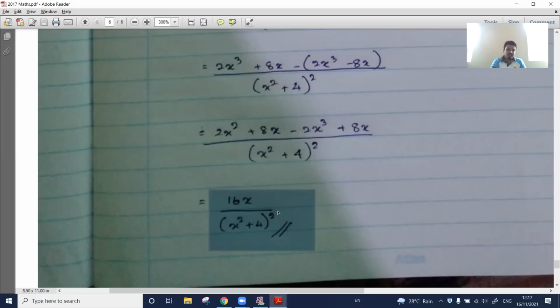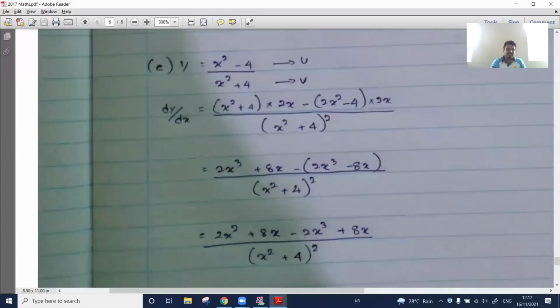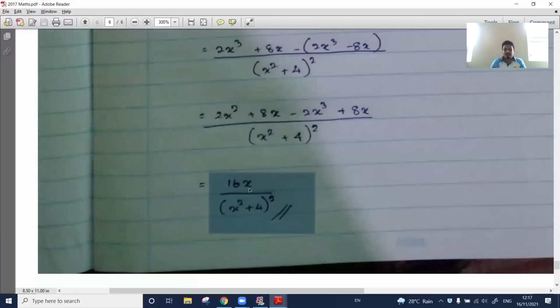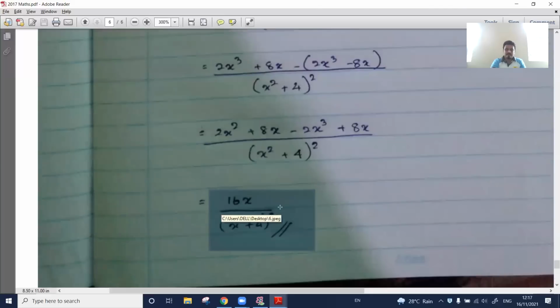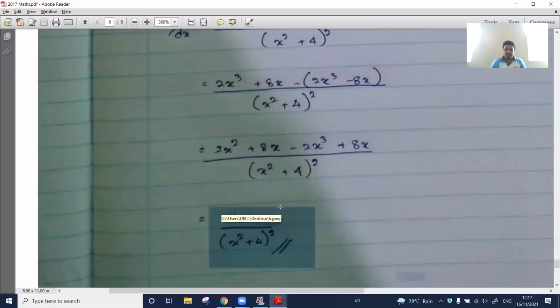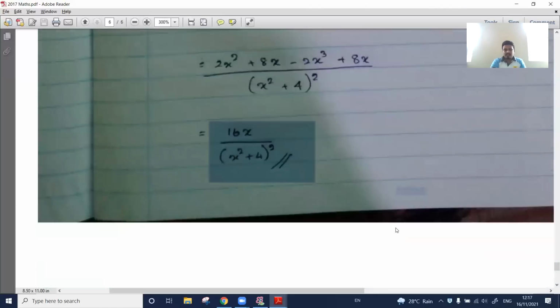But remember, although here your final answer is correct, since you have made a mistake here, you are not going to get the full marks. Although you have got the final answer correct, you are not going to get the full marks. Right? That is part C.